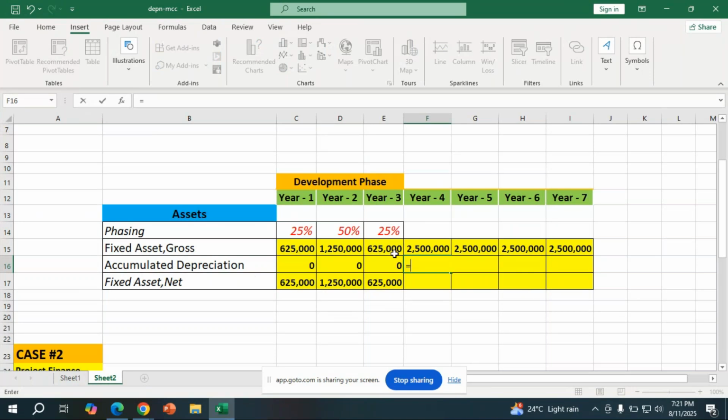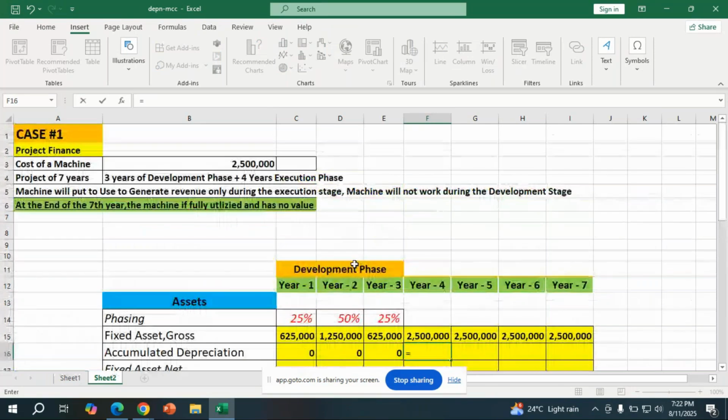Okay, so now this is the fixed asset gross value, and the depreciation value is 0, right? So now what are you going to do? How are you calculating for the fourth year? This is the thing which is going to work for you now. What is the gross value of the asset? How do you calculate depreciation? It is 25 lakhs.